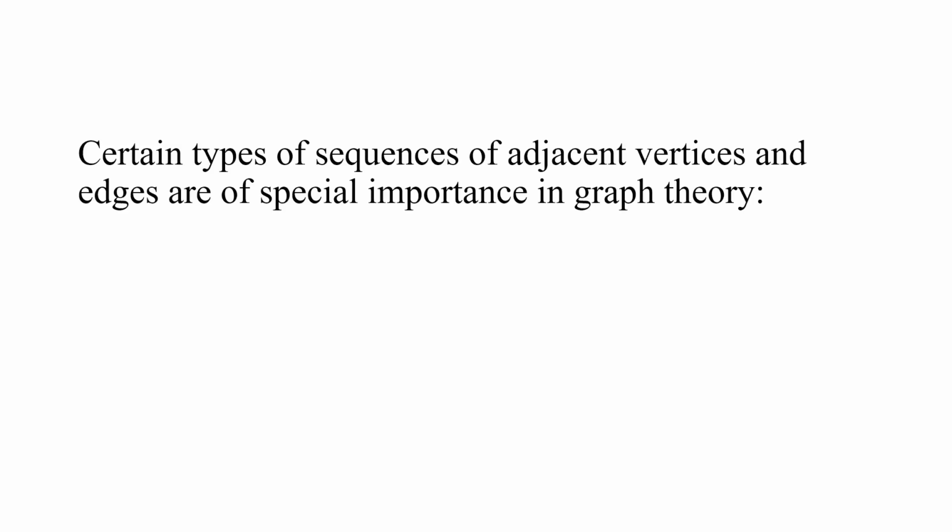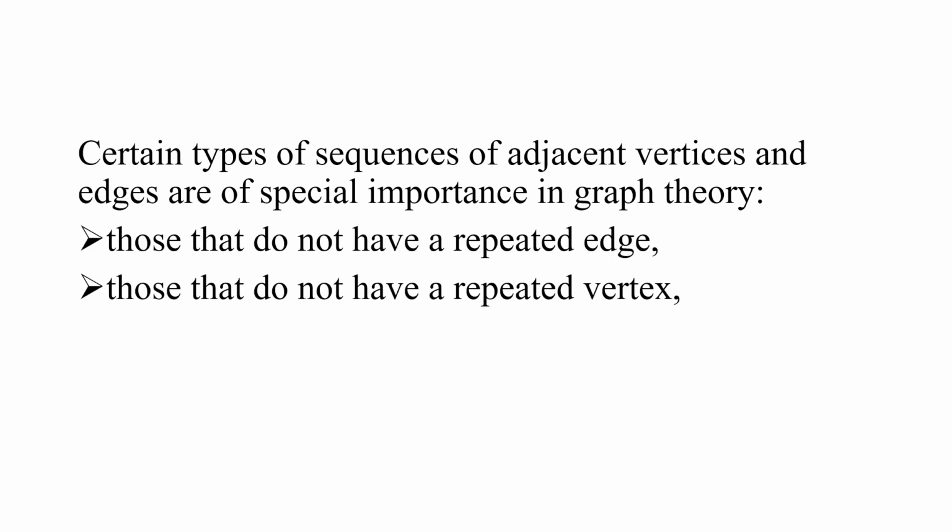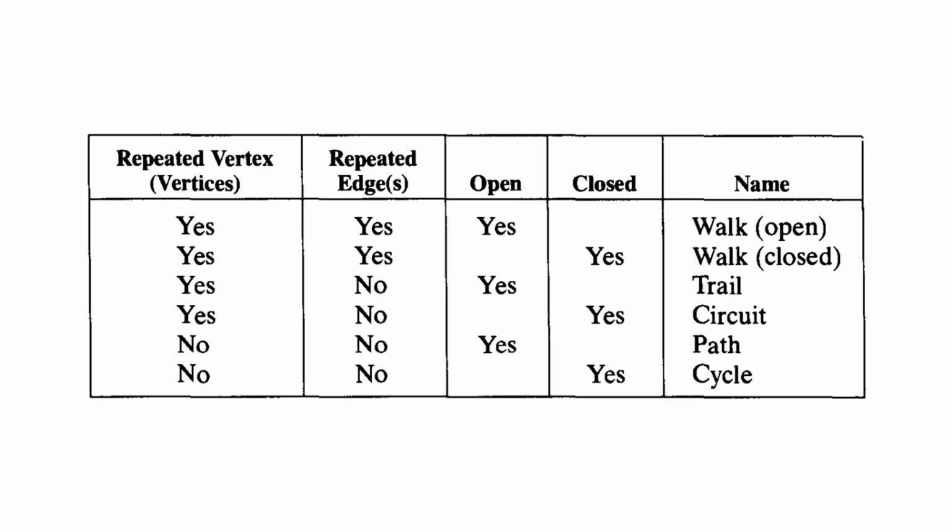So now we are kind of summarizing what we studied. We are interested in walks, or sequences of adjacent vertices, which do not have a repeated edge, which do not have a repeated vertex, and those that start and end at the same vertex, right? So this table summarizes all the terminology, which we have already seen as a set theoretic concept as well.